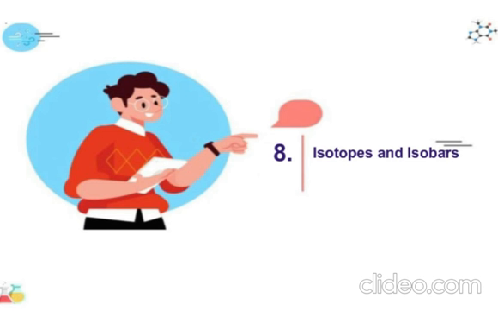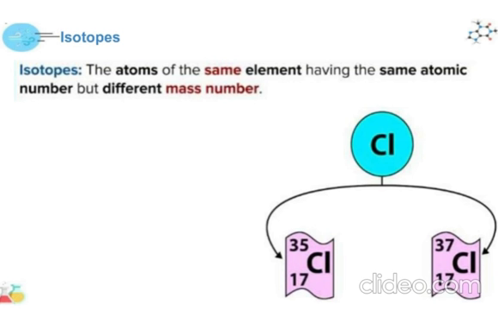Alright. The last topic of this chapter is isotopes and isobars. Let's understand about isotopes first. The atoms of the same element which have the same atomic number but different mass are known as isotopes.